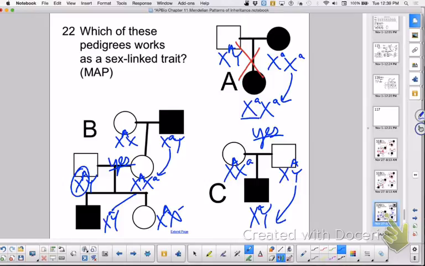So for the sake of sex-linked diseases, the Y doesn't really matter. The Y doesn't even give anything; it just assumes there was an X. There are traits on the Y, so I don't want to tell you the Y doesn't matter, but for our purposes, it doesn't matter.